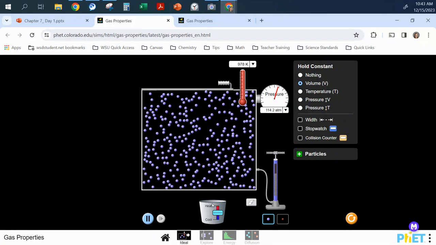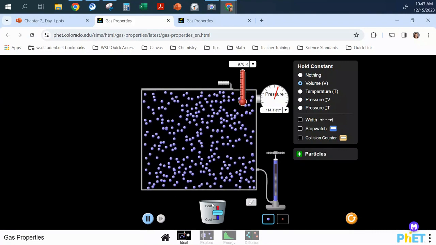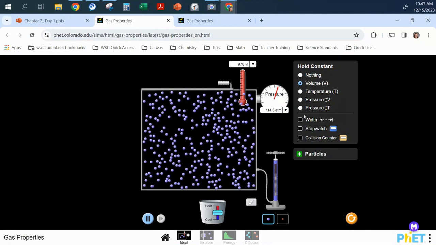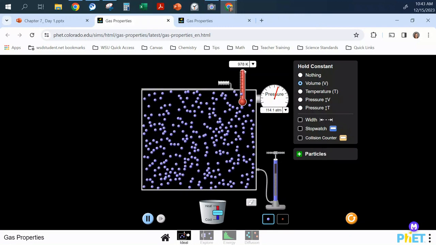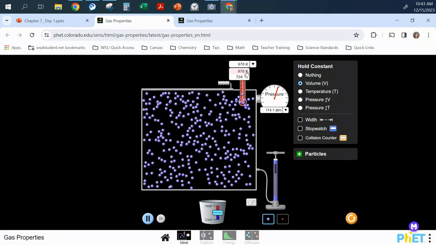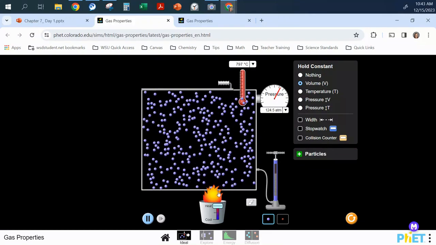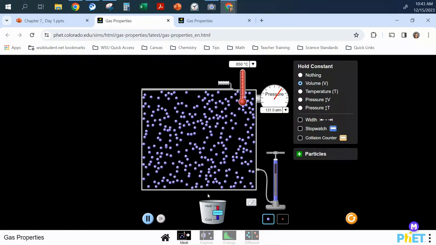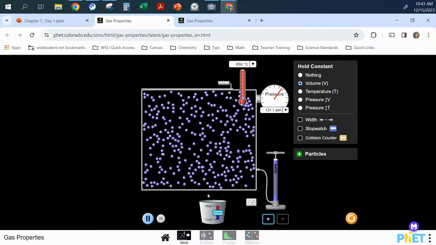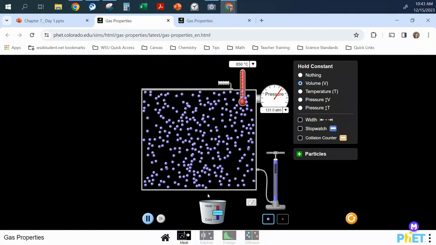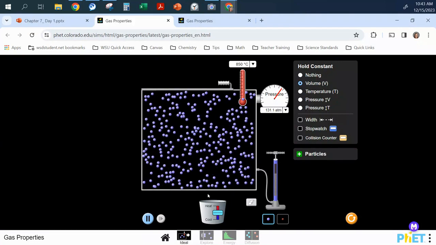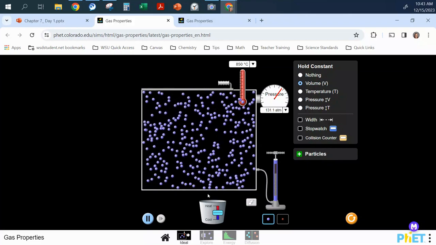So this is our pressure. What's happening to the system? Let's see. If we increase our temperature, can we reset that? Reset this. Pressure goes up. Yes. So if we increase the temperature, the pressure goes up. Okay. What happens to the speed of the molecules?